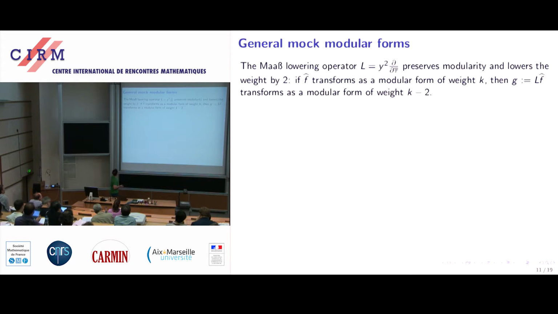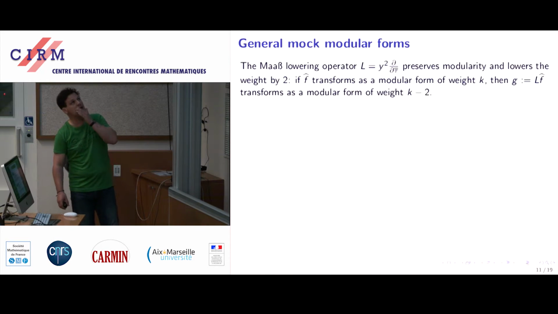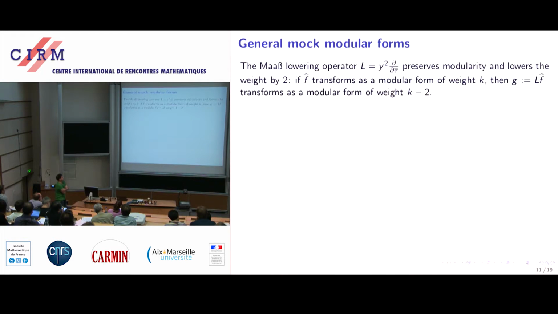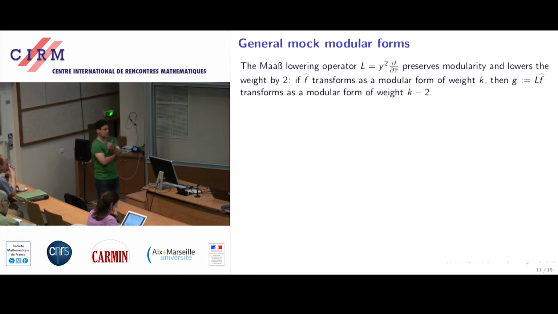So what is for me a mock modular form in generality, with some adjectives added? Well, the key point here is that we have the mass lowering operator, L. Here it is again. And what are the nice properties of this thing? Well, it preserves modularity. That's one. And it lowers the weight by 2. So what does that mean?